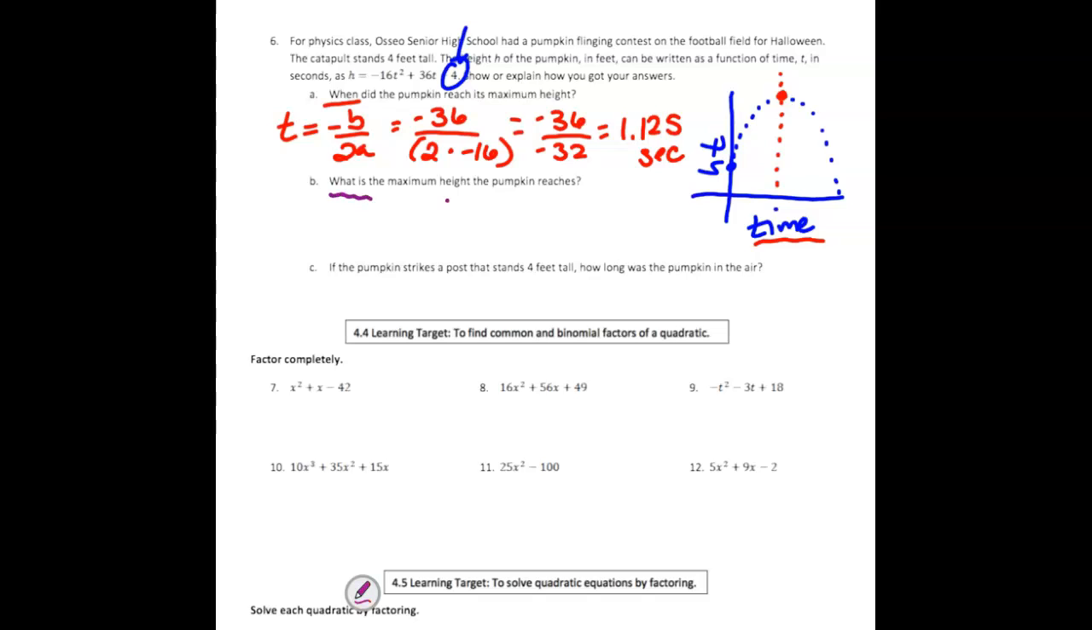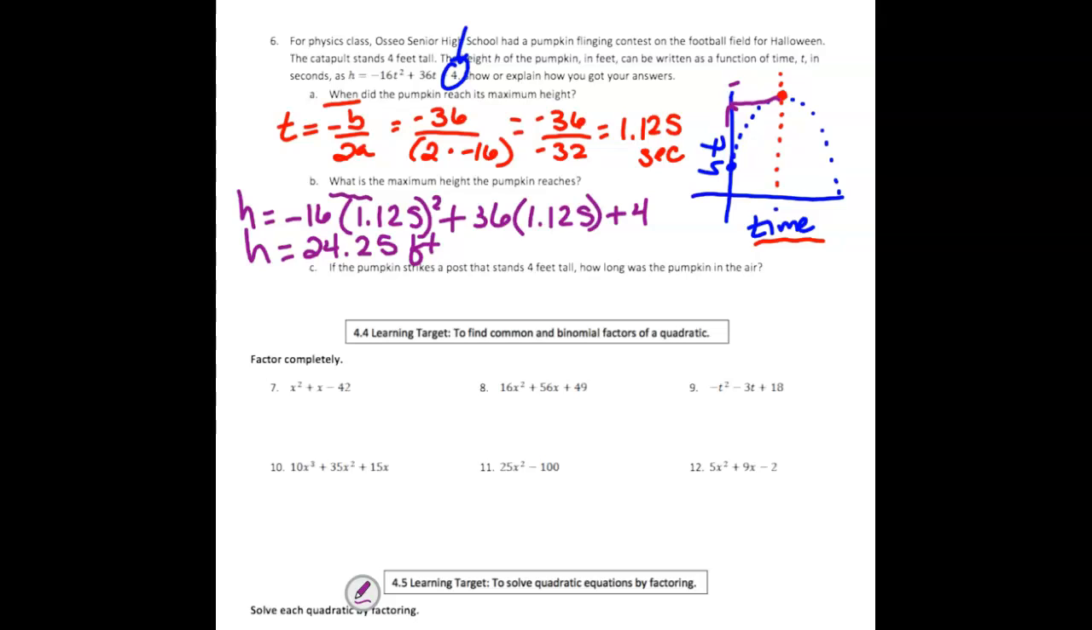This time they're looking for what is the height. Now we want the y-coordinate of our vertex. So we need to plug in our x value into our equation to figure out our height. So -16 times our time, 1.125 seconds, squared, plus 36 times our time, 1.125, plus 4. Go ahead and grab your calculators. We should end up with a height of 24.25 feet.